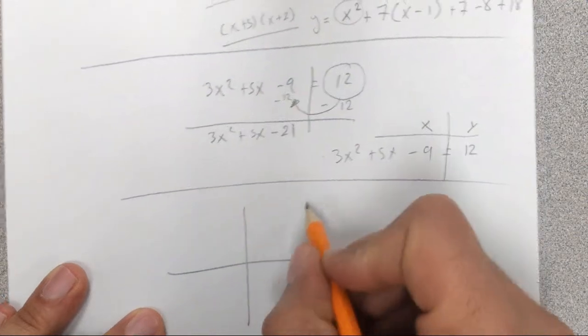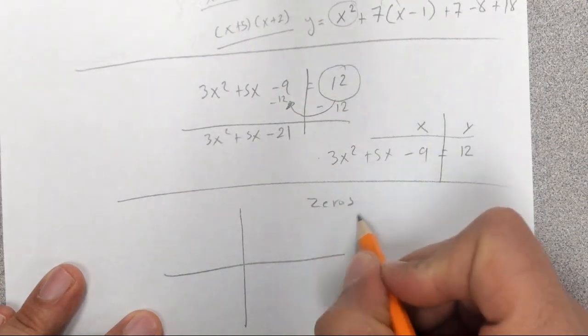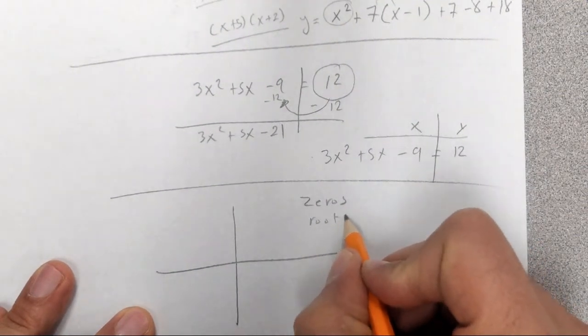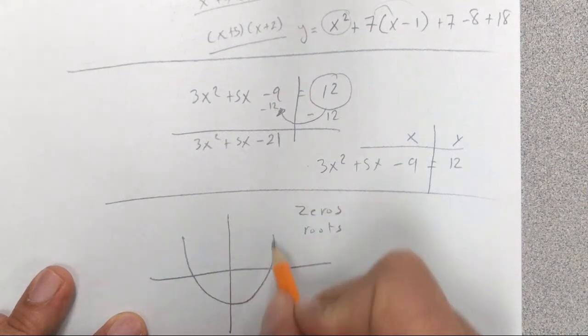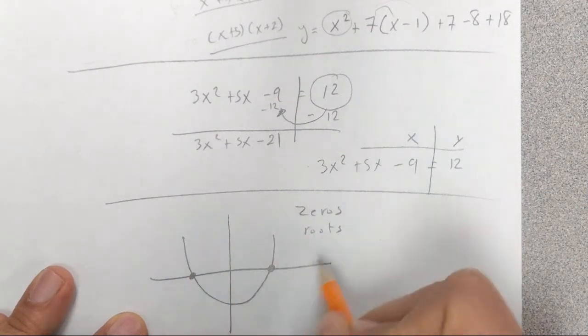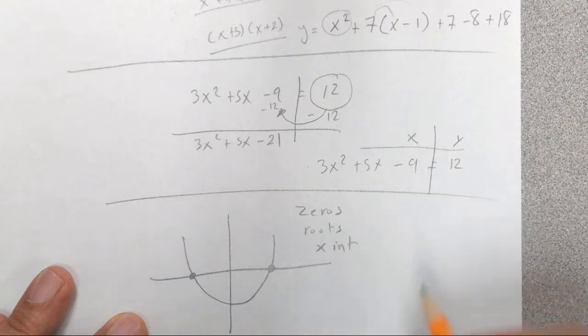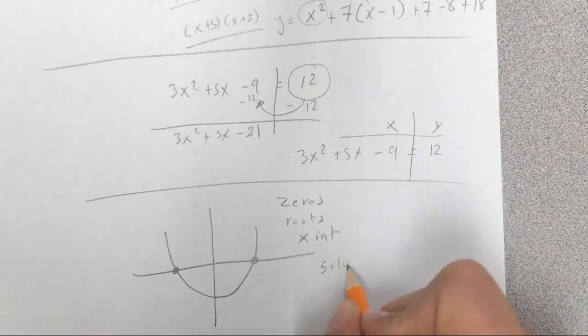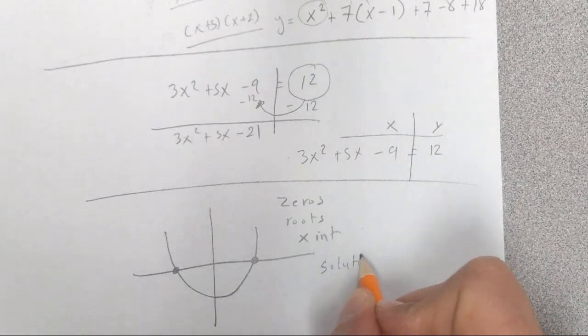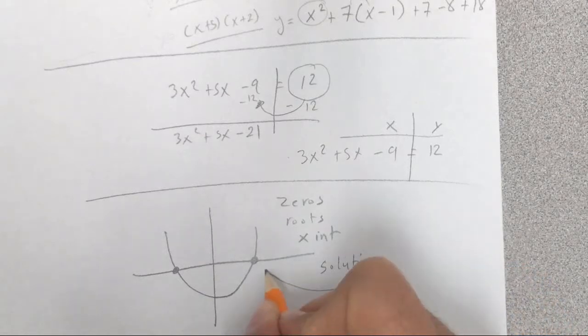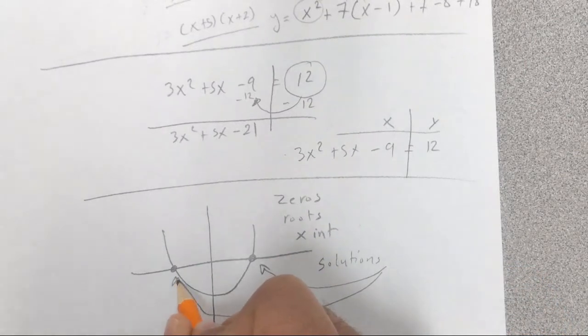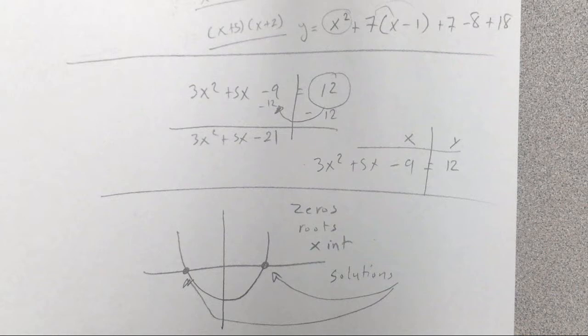One last thing we're going to talk about is when they ask you for the zeros, when they ask you for the roots, what they're really asking for is the x-intercepts. And sometimes when they ask you for the solution, they're usually also asking you for the x-intercepts. But sometimes not. And that's pretty much all that we have to cover.